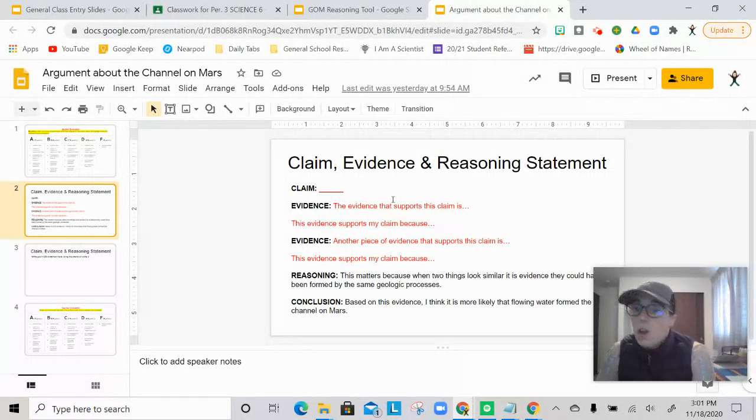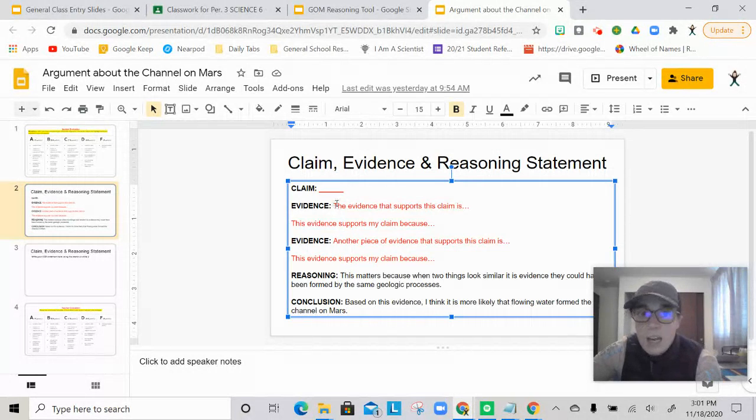forming the channel. No matter how you write your claim statement, if you want to use fancy language or simple language, you are arguing that flowing water created the channel. So make sure that flowing water is a part of your claim. Then you have the sentence frames for your evidence, and you have 2 sentence frames. They're the pieces in red. The evidence that supports this claim is, and this evidence supports my claim because.